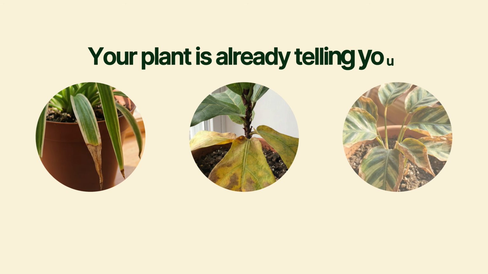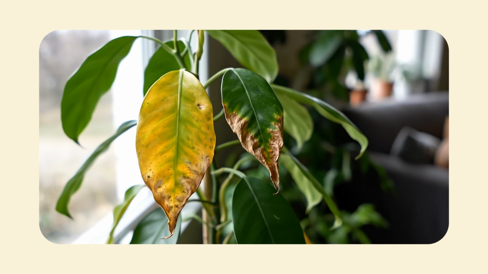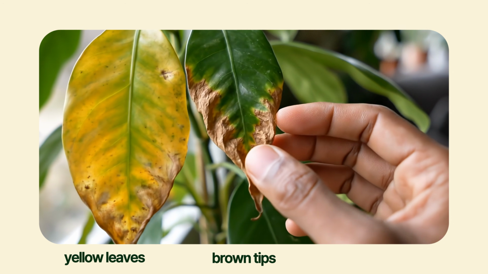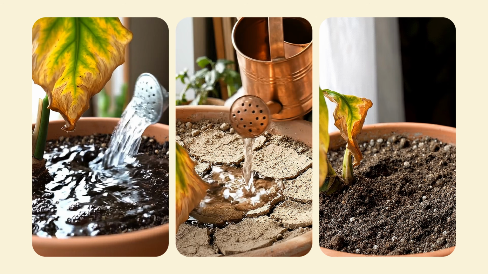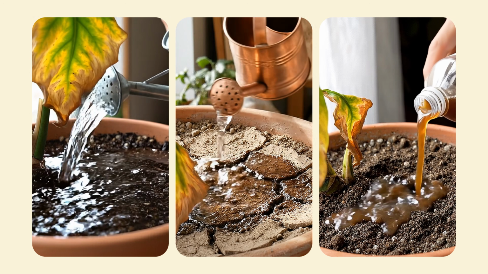Your plant is already telling you what's wrong. You're just reading it wrong. You see yellow leaves, brown tips, random spots, and you try to fix it. More water, less water, maybe fertilizer. But somehow it only gets worse.